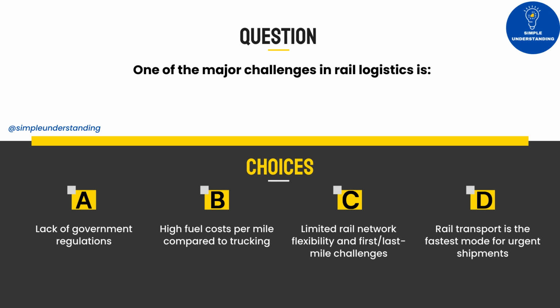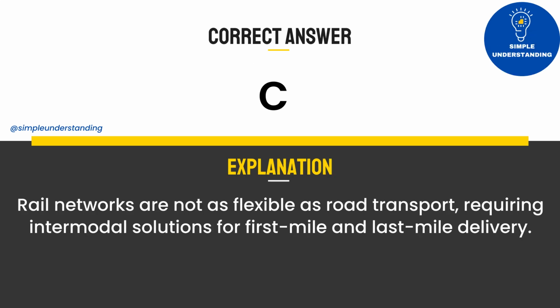Lack of government regulations. B. High fuel costs per mile compared to trucking. C. Limited rail network flexibility and first/last mile challenges. D. Rail transport is the fastest mode for urgent shipments. Correct answer: C. Explanation: rail networks are not as flexible as road transport, requiring intermodal solutions for first-mile and last-mile delivery. 7.